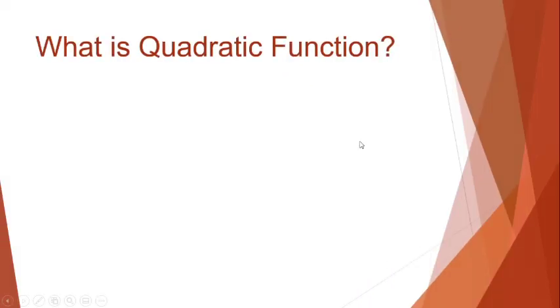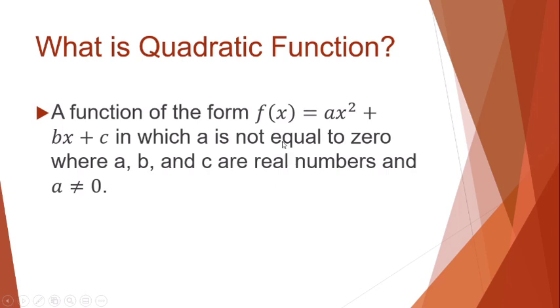So, what is a quadratic function first? A function f of x is equal to ax squared plus bx plus c, in which a is not equal to 0. Kasi a stands as the leading coefficient. If it becomes 0, there is no quadratic term. Kaya a is not equal to 0, where a, b, c are real numbers and a, once again, is not equal to 0.